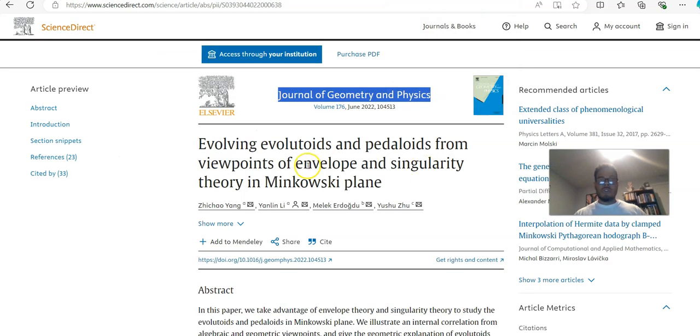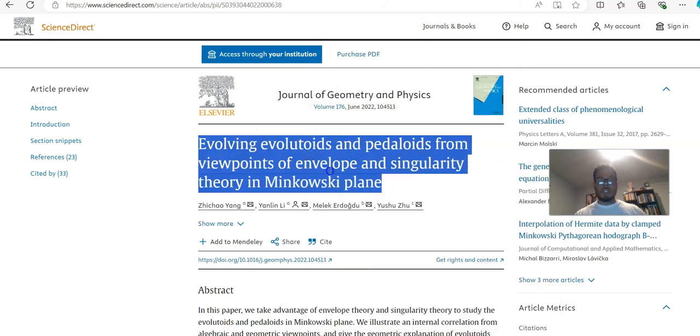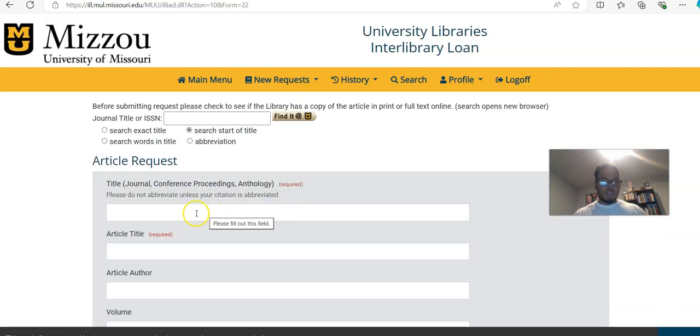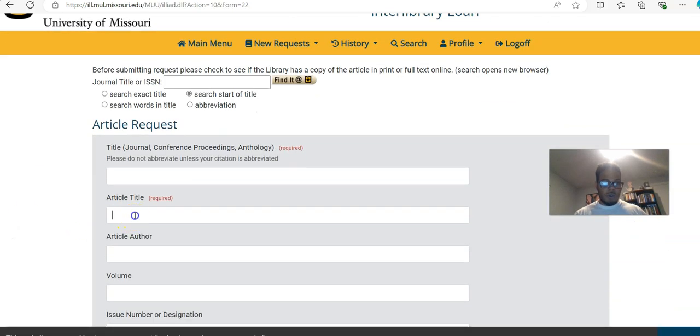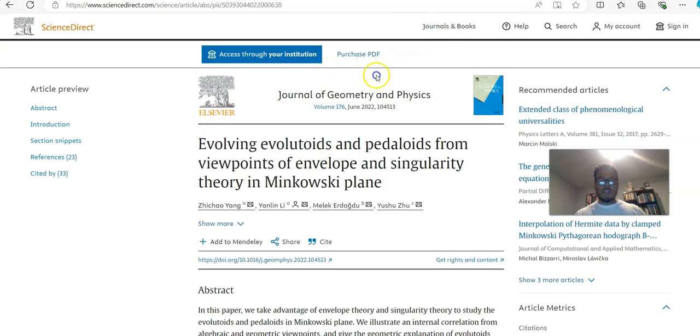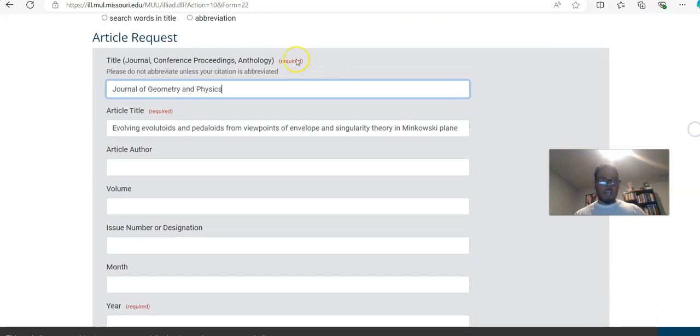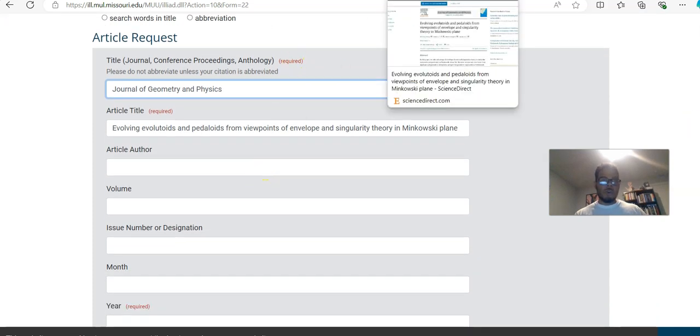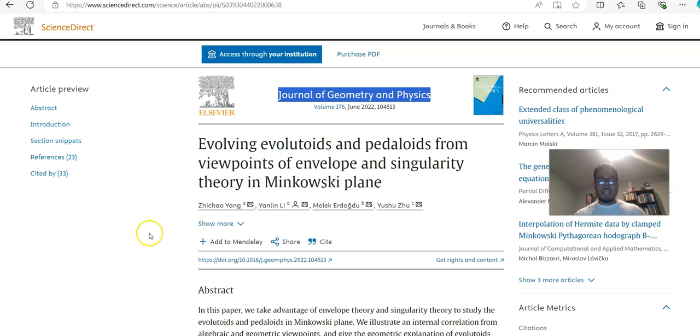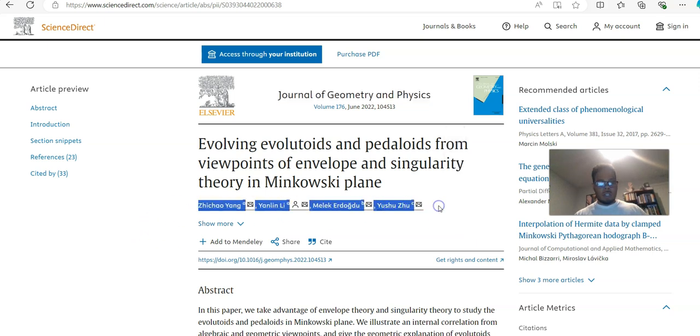And then what you'll do is you'll fill in the requested information. So the article title is required. Journal title is also required. This again is the Journal of Geometry and Physics. Put that in there. You only have to fill out the required fields, but you can fill out more fields, and a lot of times that helps them make their returns faster.